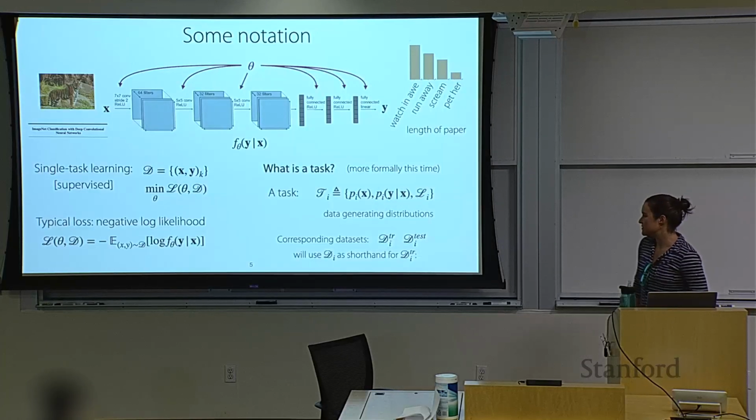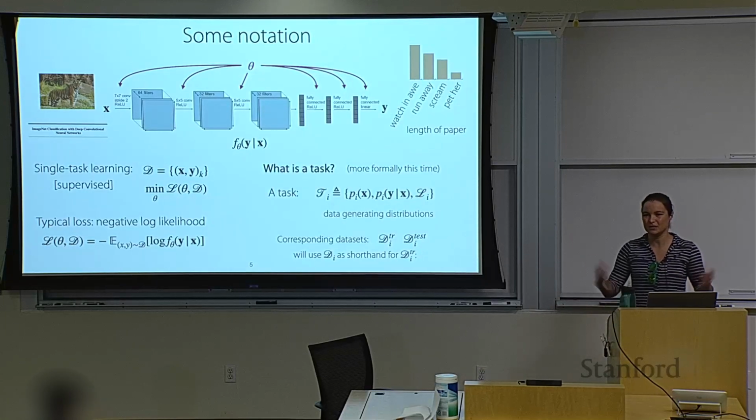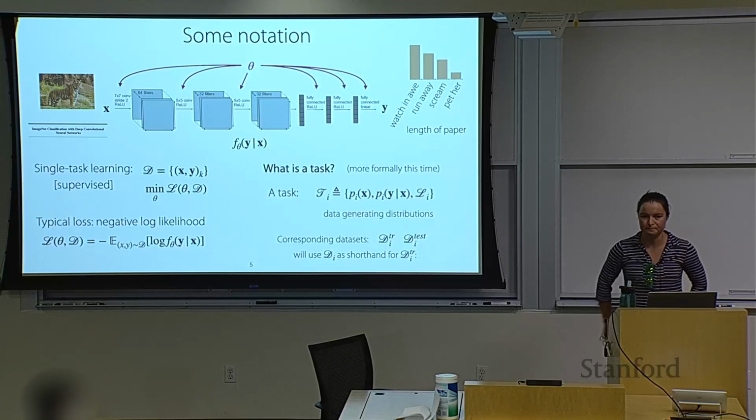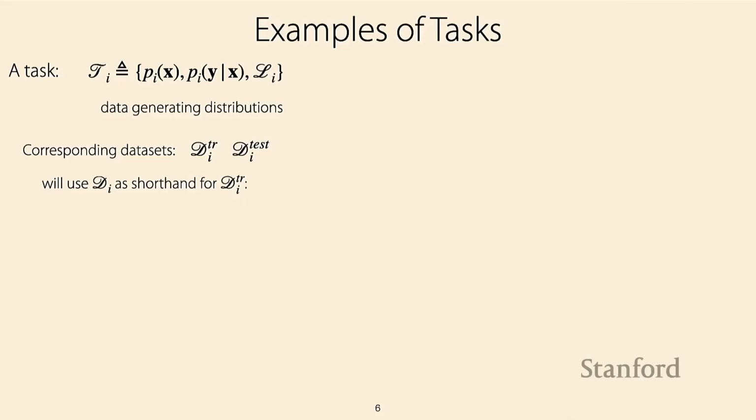And then also in the future slides, I'll generally use D_i as shorthand for D_i train, just because typically we will refer to the training data set a lot, and it can be convenient to drop off the train. OK, so that is how we'll define a task. And now let's look at some examples of different multitask learning problems.